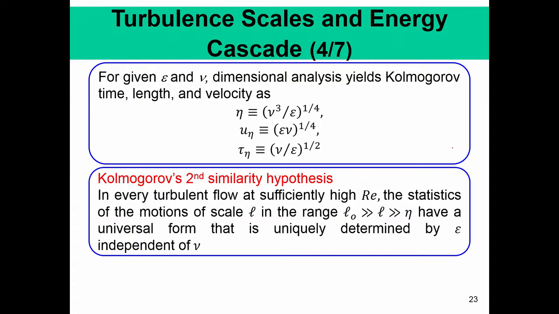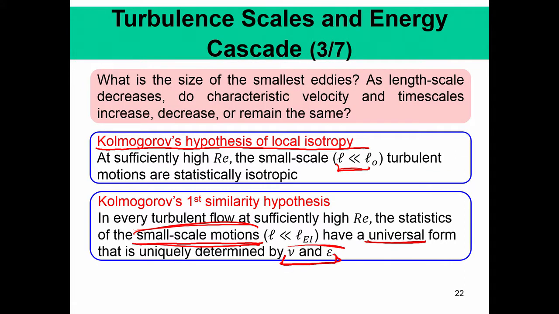So far we have talked about how, far from the walls, small scales are isotropic, and secondly he introduced the first similarity hypothesis. All these hypotheses hold at very large Reynolds number. At large Reynolds number the statistics of small scale motion have a universal form and are uniquely determined by kinematic viscosity and kinetic energy dissipation rate. So, he only talks about small scales.